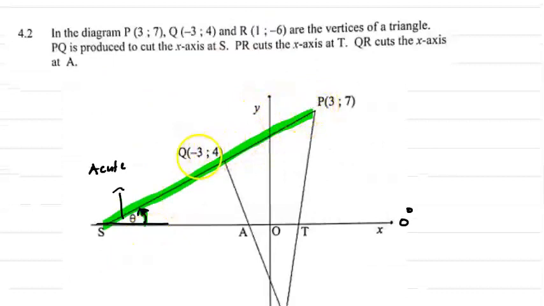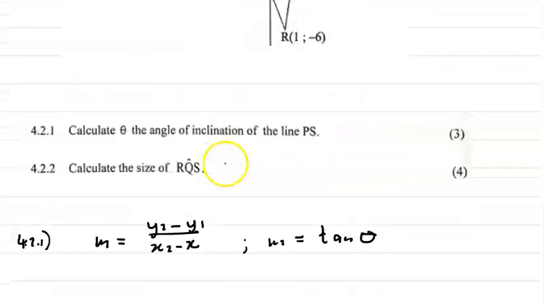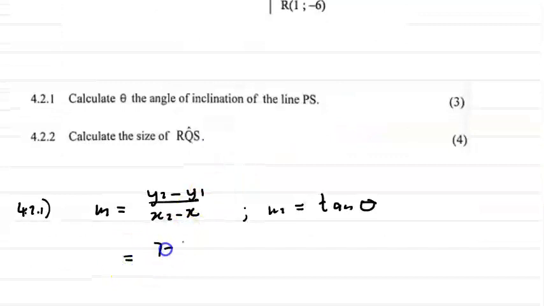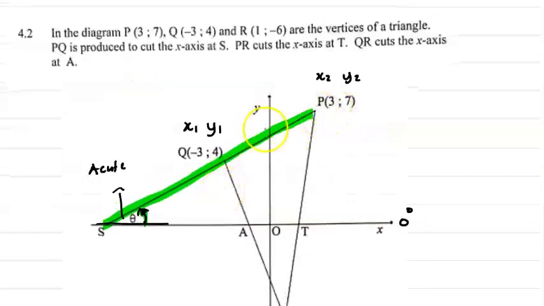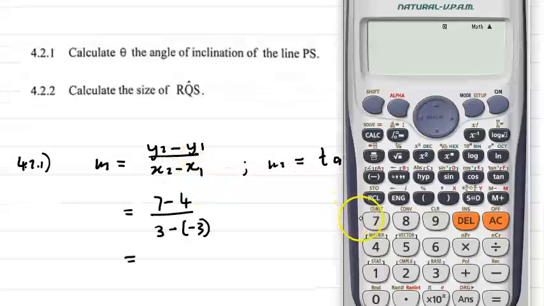We've got P and Q. So let's call this x2, y2, and we'll call that x1, y1. Let's substitute accordingly into our formula. 7 minus 4 all over x2 minus x1 will be 3 minus, in brackets, minus 3. That's equal to half.